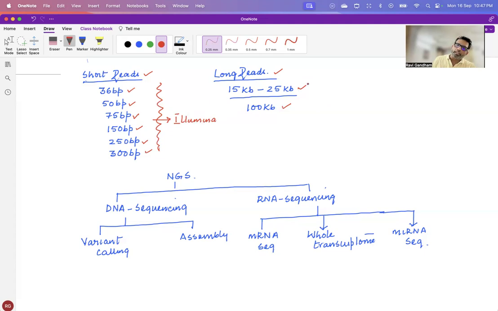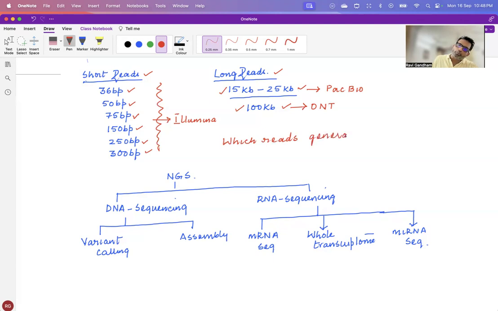whereas the long read data 15 to 25 KB can be generated by PacBio, and Nanopore, Oxford Nanopore technology can generate 15 KB to 25 KB, can also generate 100 KB fragments. And this is called as ONT, Oxford Nanopore technology. With this background, we'll have to now understand which reads have to be generated for what.